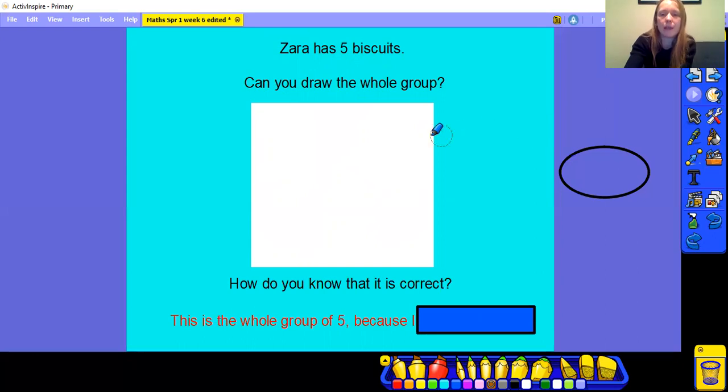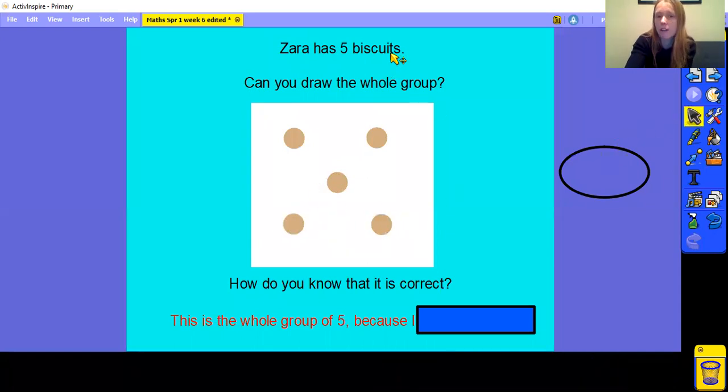Let's draw 5 biscuits. 1, 2, 3, 4, 5. Zara has 5 biscuits. There are 5 biscuits in this group. Is it the whole group? Yes. How do I know that it is correct? I know that this is the whole group of 5 because I have all of them.